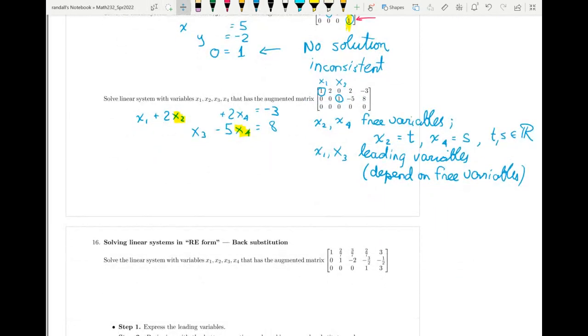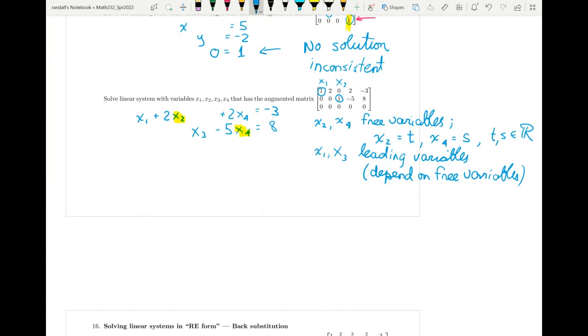So I need some more room here. So x1, x3. Okay, so now let's continue on. Let's write out the solution set. So I know there's infinitely many solutions. This tells me right here that there's infinitely many solutions, one for each selection of my variables x2 and x4.